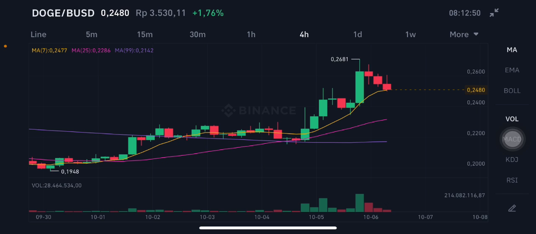If it goes down again, having a correction, and you want to enter the market, then you can enter the market on the moving average 99 at 0.2142 US dollar.